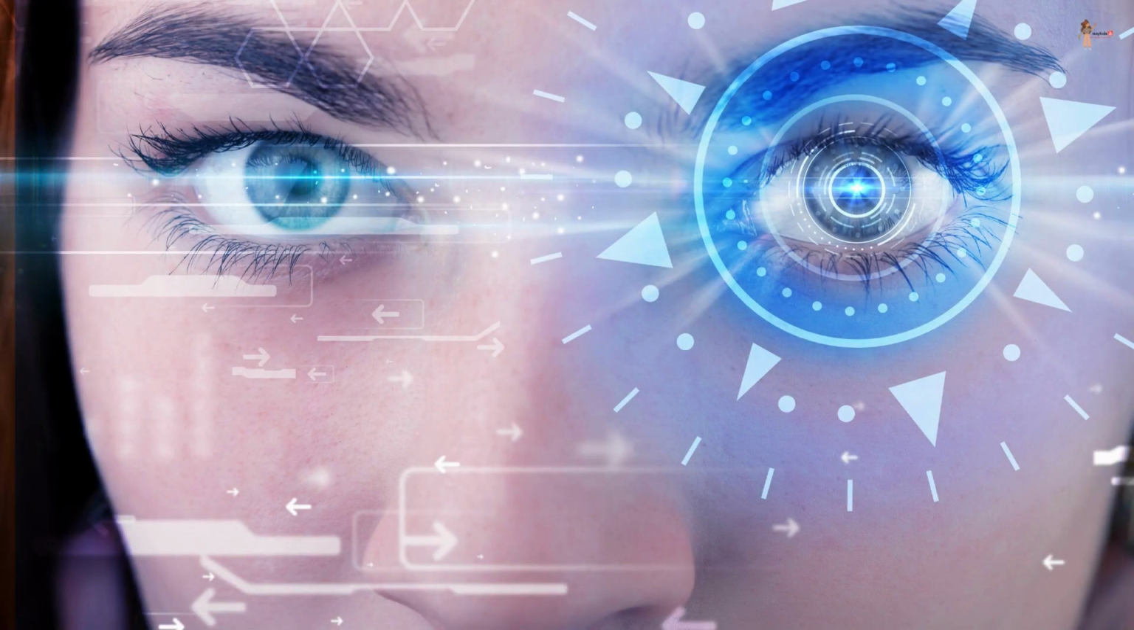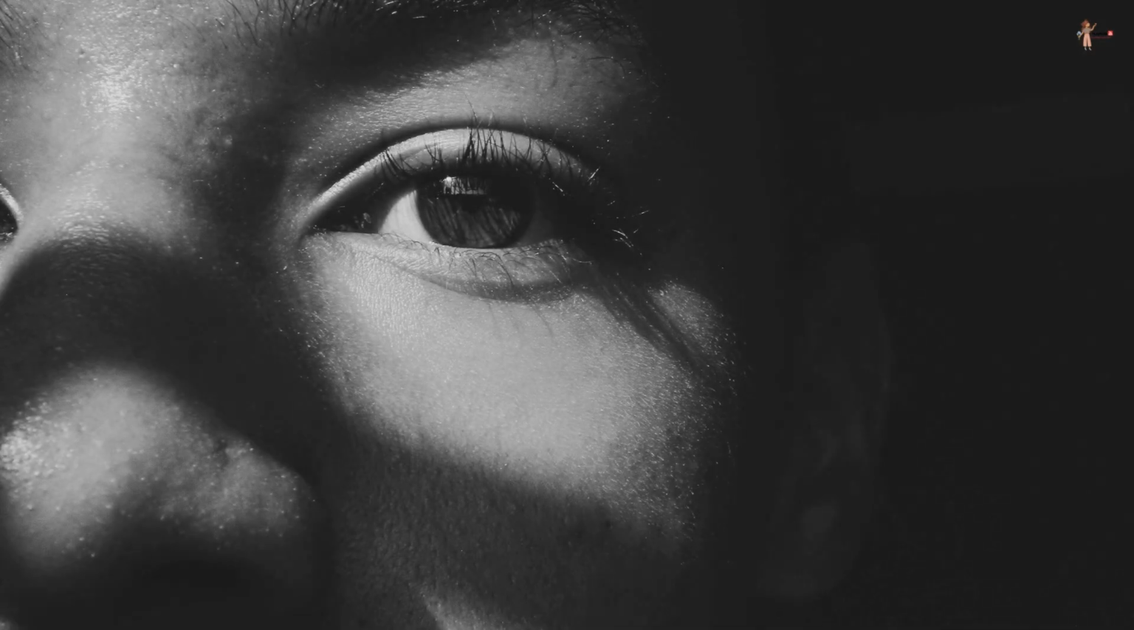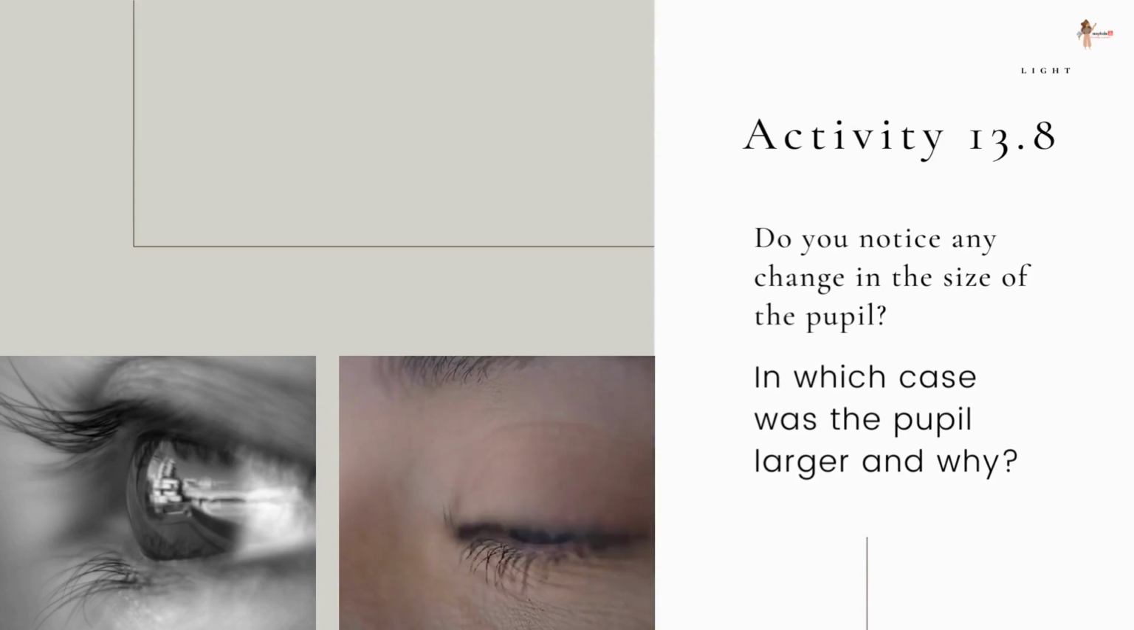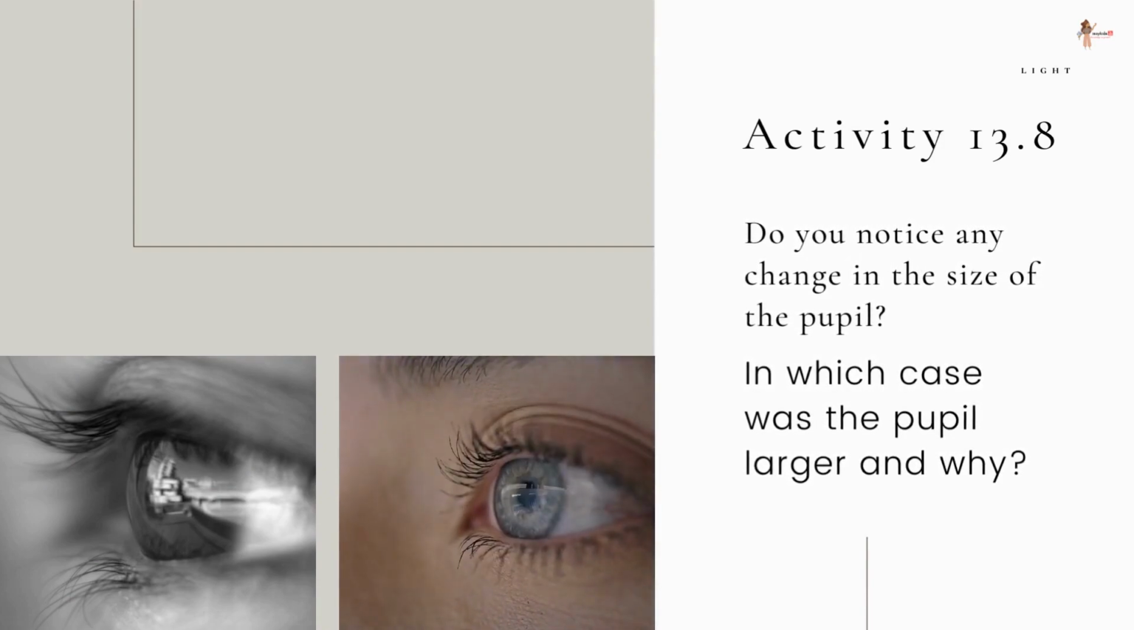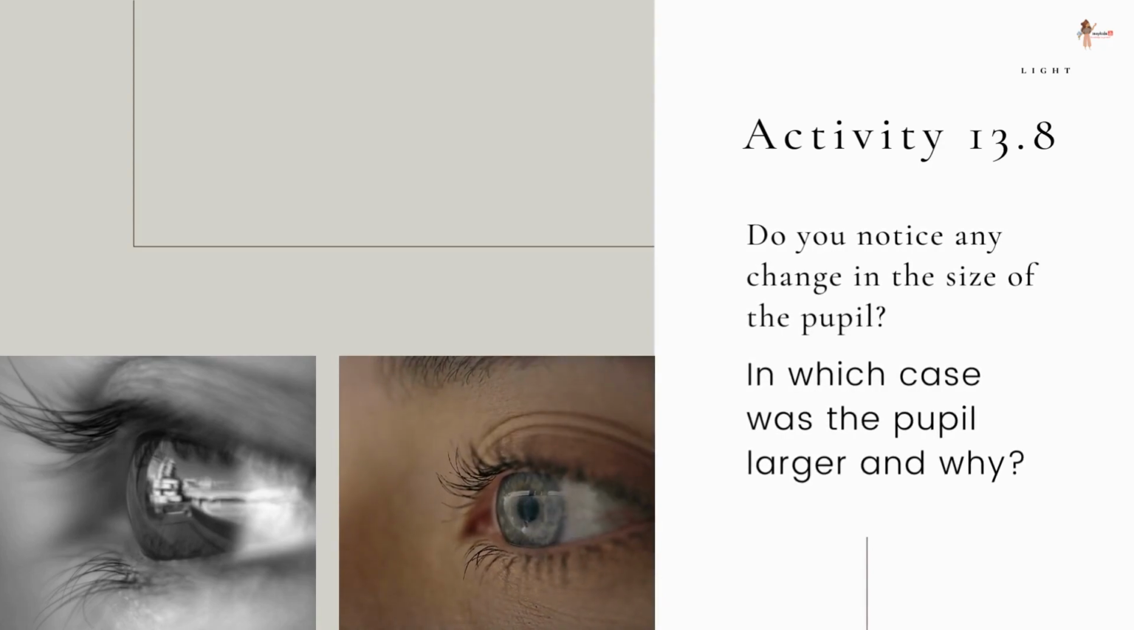Look into your friend's eye. Observe the size of the pupil. Throw light on her eye with a torch. Observe the pupil now. Now switch off the light and observe her pupil again. Do you notice any change in the size of the pupil? In which case was the pupil larger? And why do you think it was so?